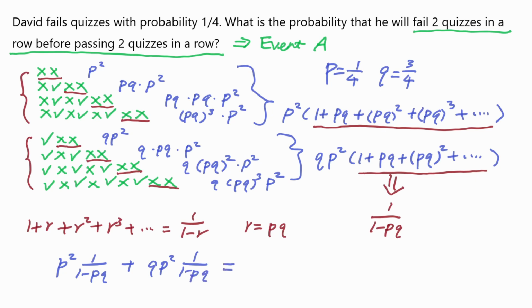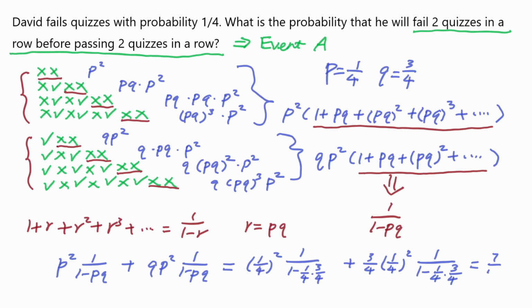We know that P is 1/4 and Q is 3/4. So if we substitute everything, it will be (1/4) squared times 1 over 1 minus (1/4)(3/4), plus (3/4) times (1/4) squared times 1 over 1 minus (1/4)(3/4). And if you simplify everything, you are going to get 7 over 52.